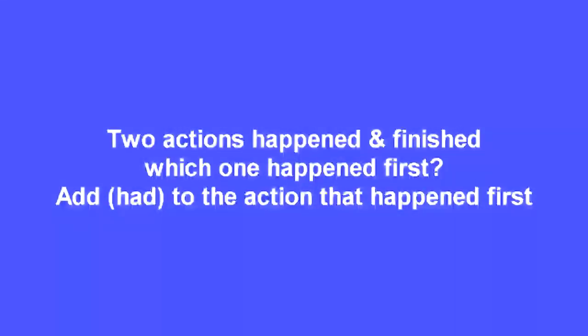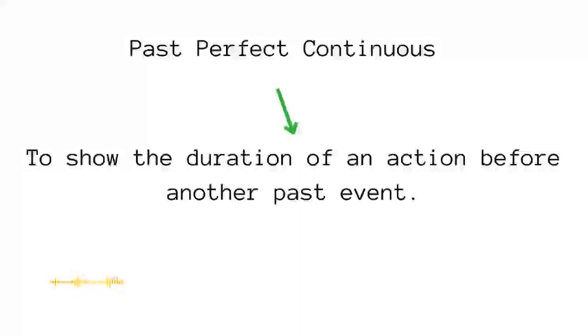Now let's have a look at the last tense, which is the past perfect continuous. You need to use the past perfect continuous to show the duration of an action before another past event. What does that mean? The duration of an action. What is actually the duration? The duration here tells you about the timing of the situation, like for how long it had been happening. So this is what I mean by the duration of an action.